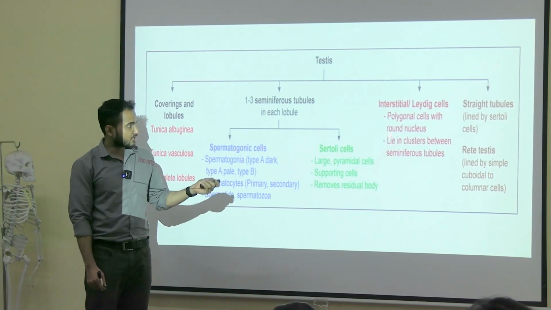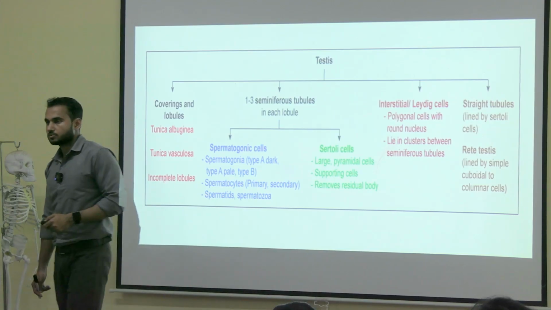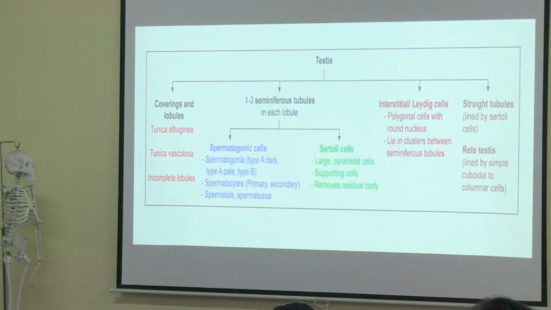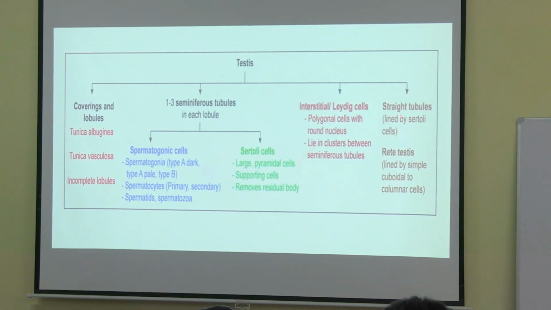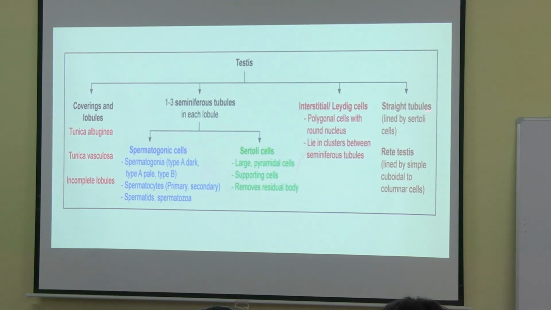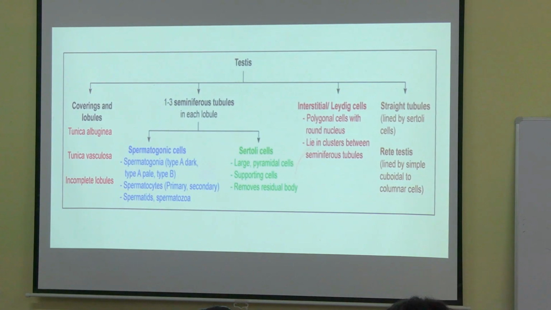Can anyone tell me what is the function of these cells? Yes, very good. They produce male androgens. Next, here you can see straight tubules and rete testis. The lining epithelium is different. In case of straight tubules, we are getting Sertoli cells only. In case of rete testis, it is lined by simple cuboidal to columnar epithelium.